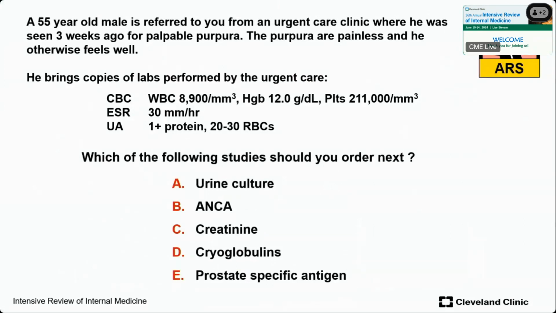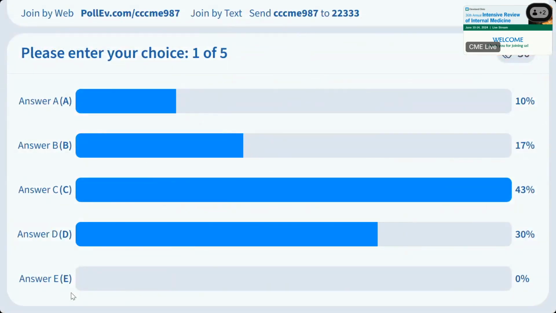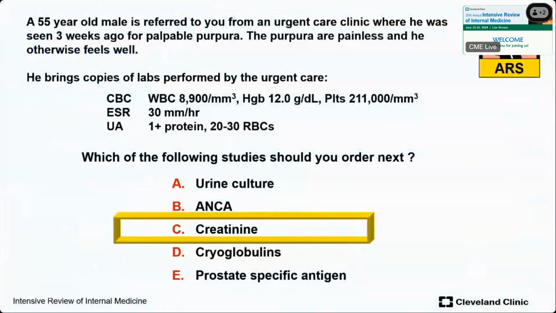A, urine culture, B, ANCA, C, creatinine, D, cryoglobulins, or E, prostate-specific antigen? And the answer I was looking for here was creatinine.